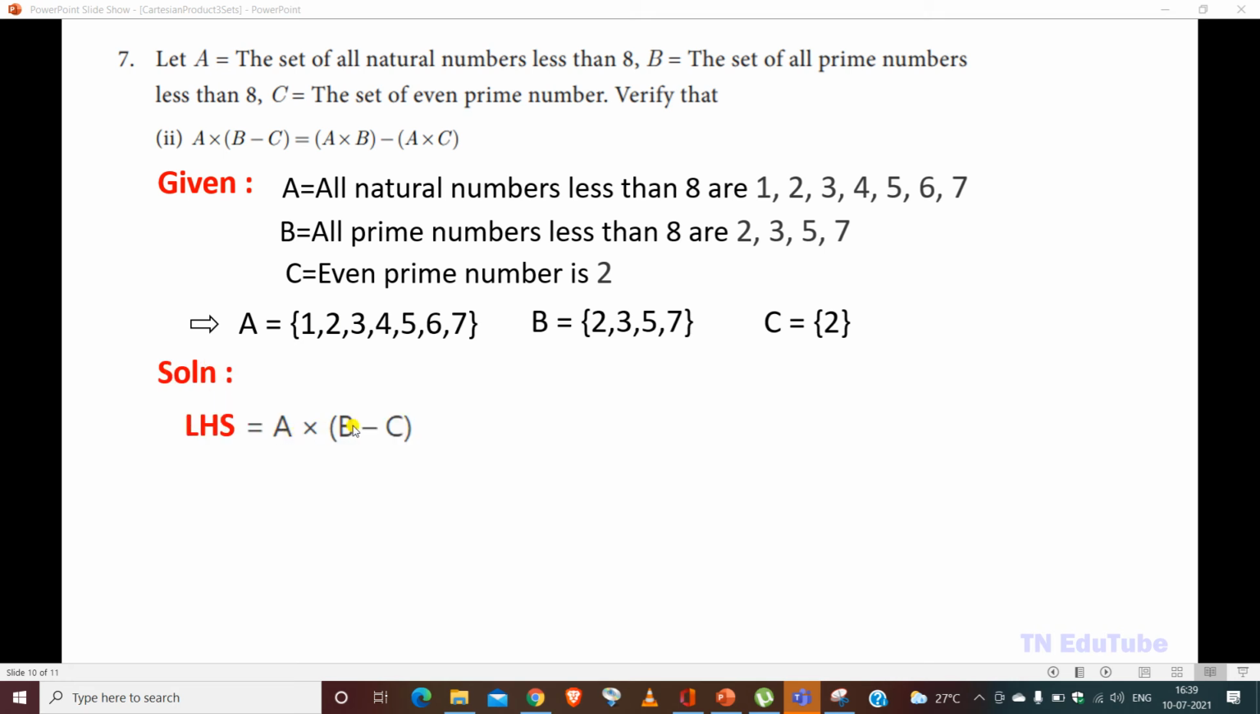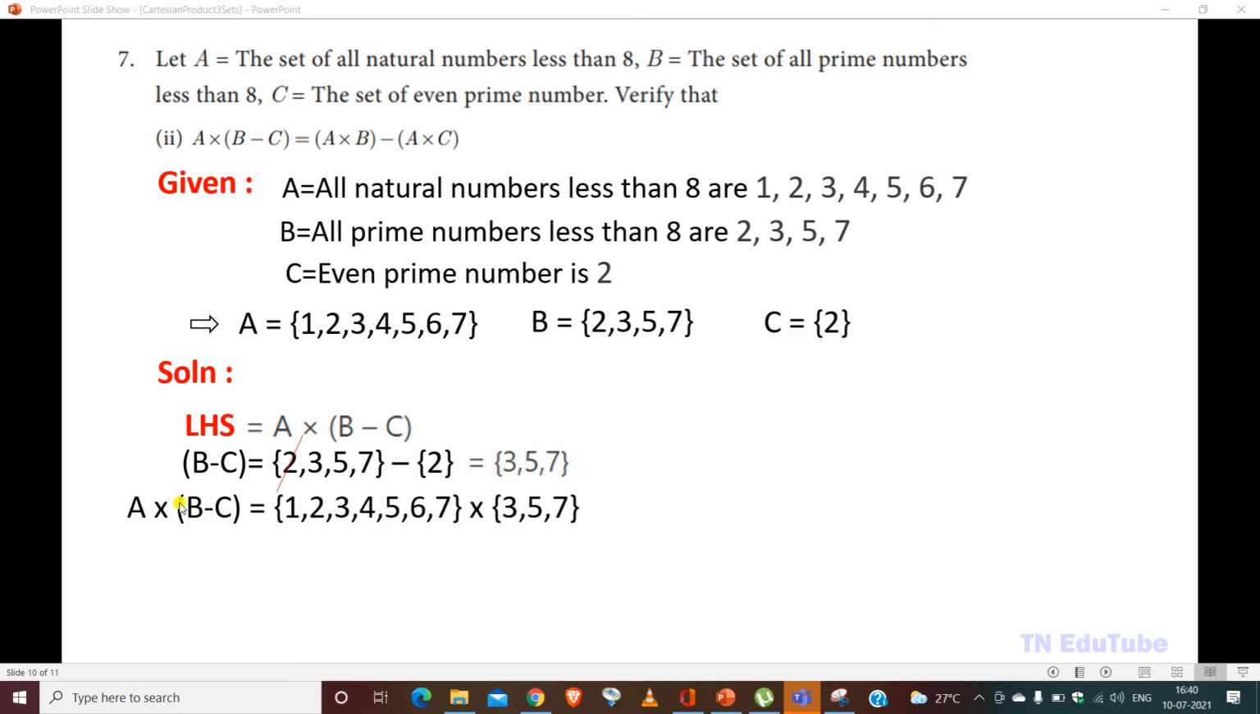Left hand side is A cross B minus C. So B minus C means you should write first the B set, then minus the C set. How to find the set difference? The set of all elements in the first set but not in the second. So it is easy for you. We have to cancel the element. 2 is in the second set. So we can cancel this 2 and write the other 3 elements. That is the answer for B minus C.